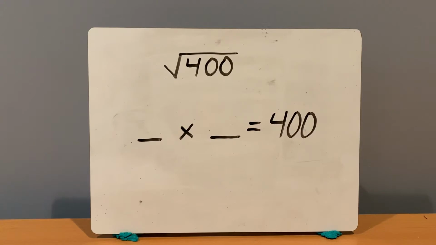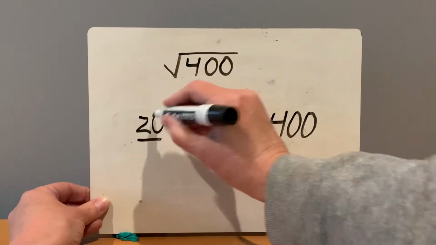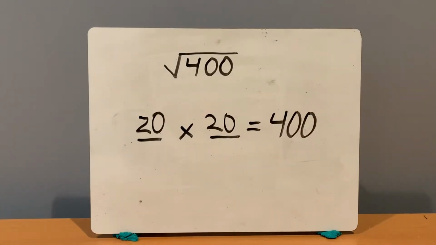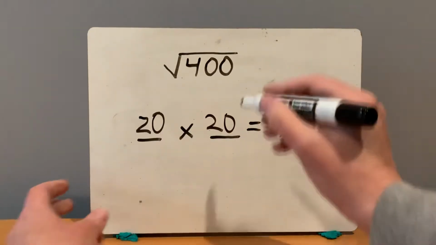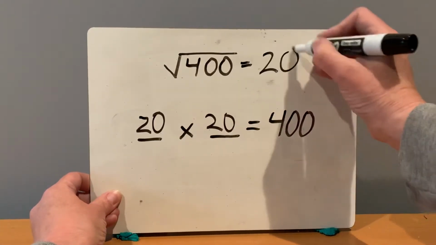Since the square root of 4 equals 2, the 4 in 400 hints that we should try 20. And we do find that 20 multiplied by 20 equals 400. Therefore, we find the square root of 400 equals 20.